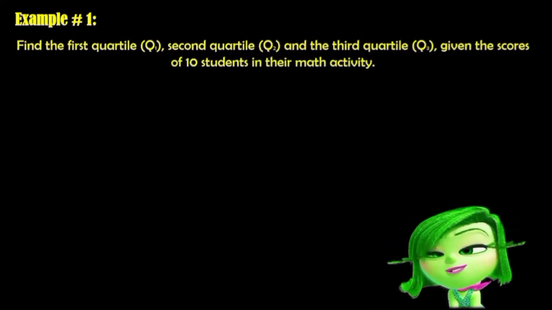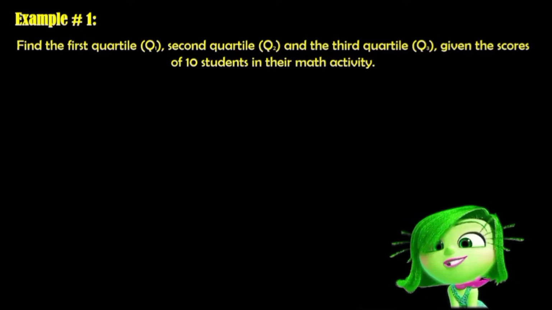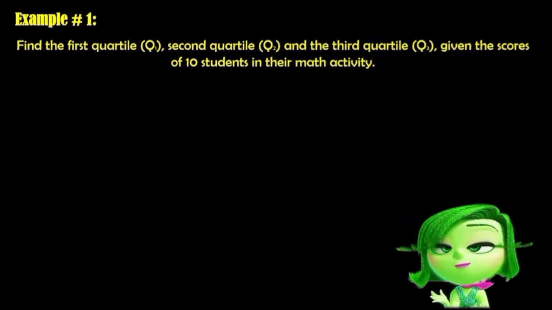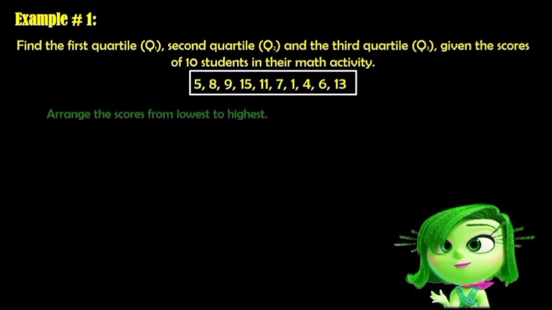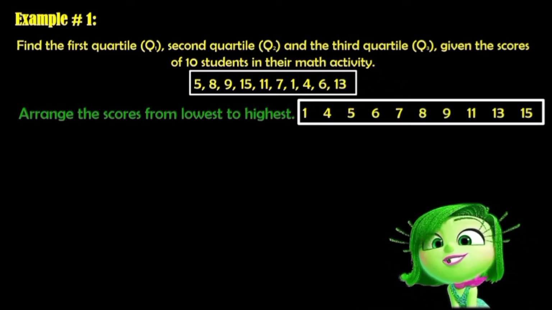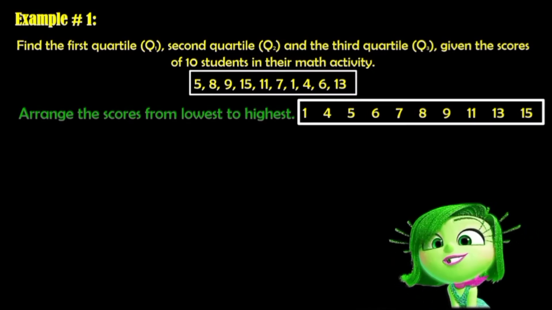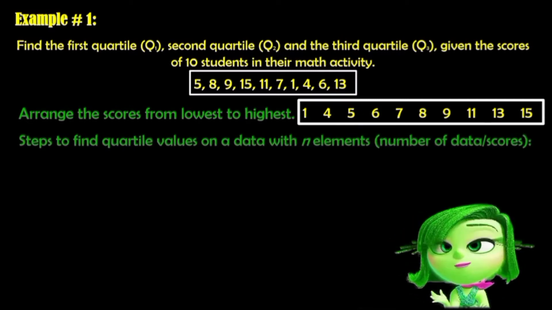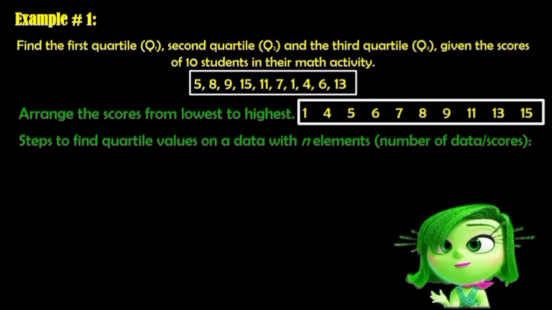Sample number 1. Find the first quartile, second quartile, and the third quartile, given the scores of 10 students in their math activity. Now here are their scores. Arrange the scores from lowest to highest: 1, 4, 5, 6, 7, 8, 9, 11, 13, and 15. Here are the steps to find the quartile values on data with n elements or number of scores.